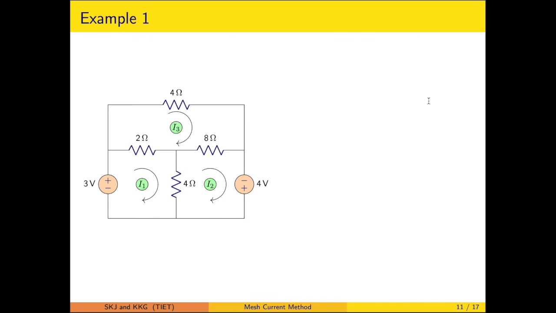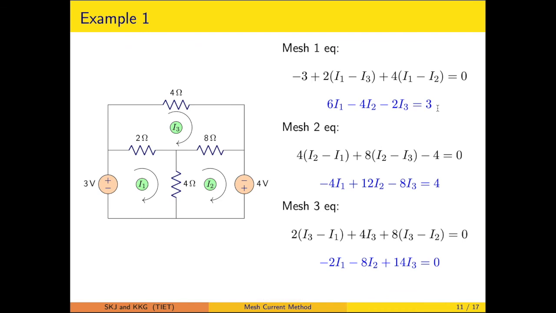So this is, you can say, a similar circuit where the numerical values are added. Likewise, corresponding to this first, this results in -3 plus 2 into I1 minus I3 plus 4 I1 minus I2 is equal to 0. This is rearranged into the form like this. On a similar basis, we can write the other equations as well. And once these equations are solved by any method, we will be able to get the final results.